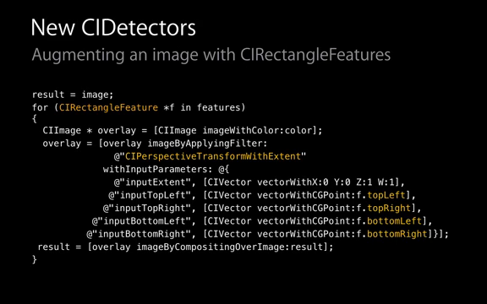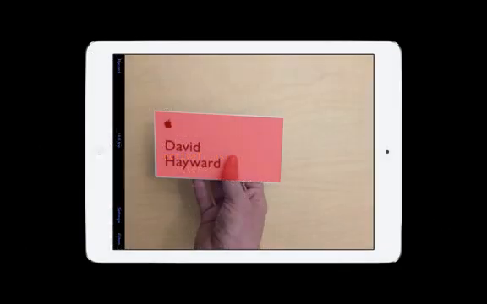First of all, you specify an extent, which in this case, we're specifying 0011. So now we have a unit square image. And then the other parameters take that unit square and stretch it to the top left, top right, bottom left, bottom right coordinates. And then we overlay that on the previous result. And here's what that looks like in practice.